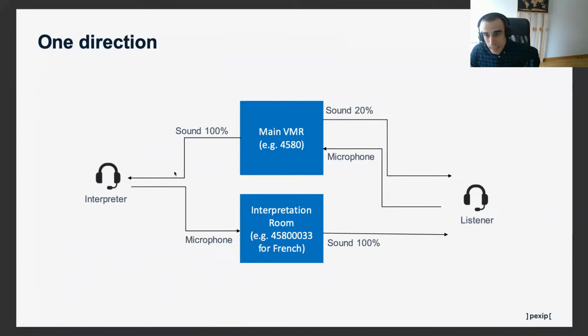Here you can see the diagram for the one direction. So the interpreter is listening to the main room and is talking only to the interpretation room. And the listener can talk to the main room, but in the sound, he will hear mainly the interpretation room and a bit of the main room.